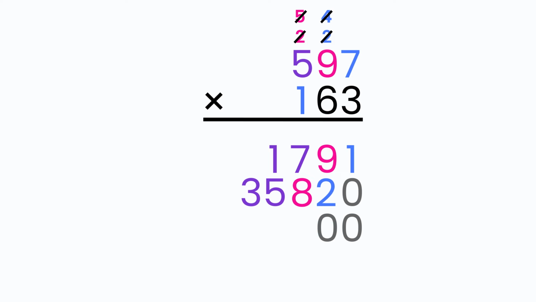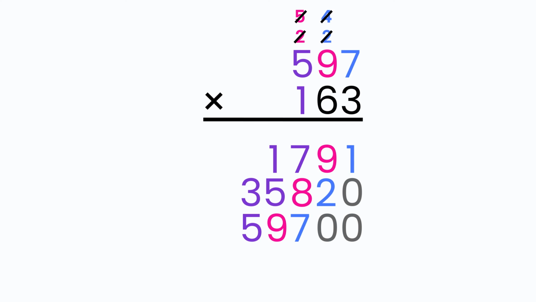1 times 7 equals 7. So 7 can be placed in front of the 2 zeros. 1 times 9 equals 9, which is placed in front of the 7. 1 times 5 equals 5, which is placed in front of the 9.